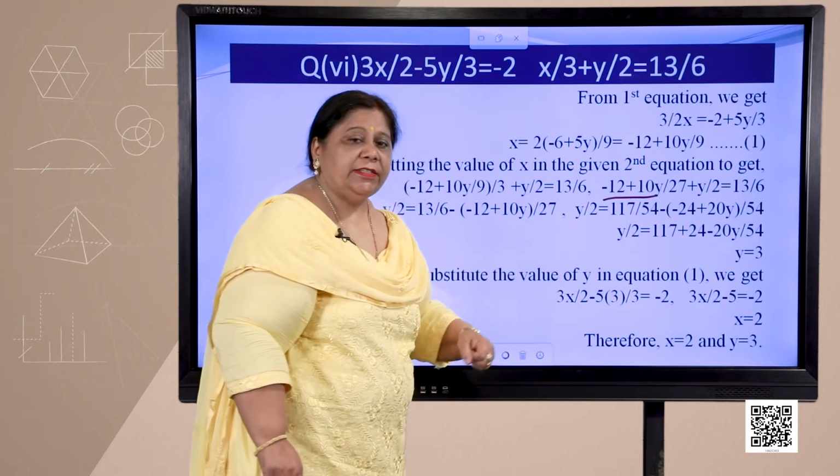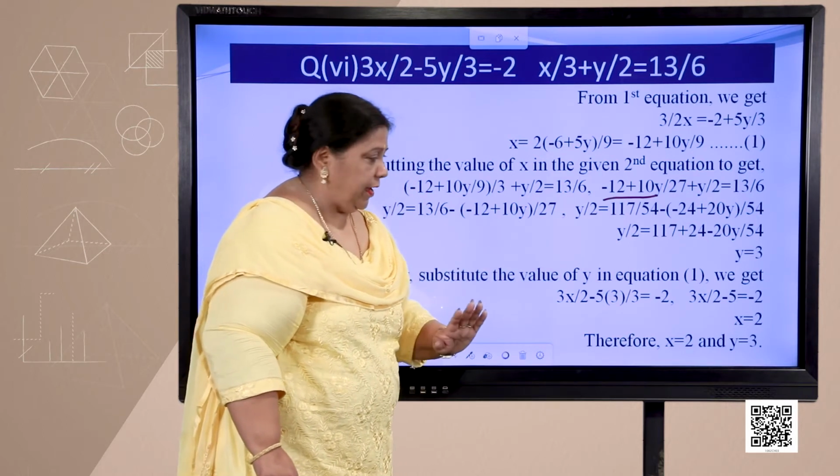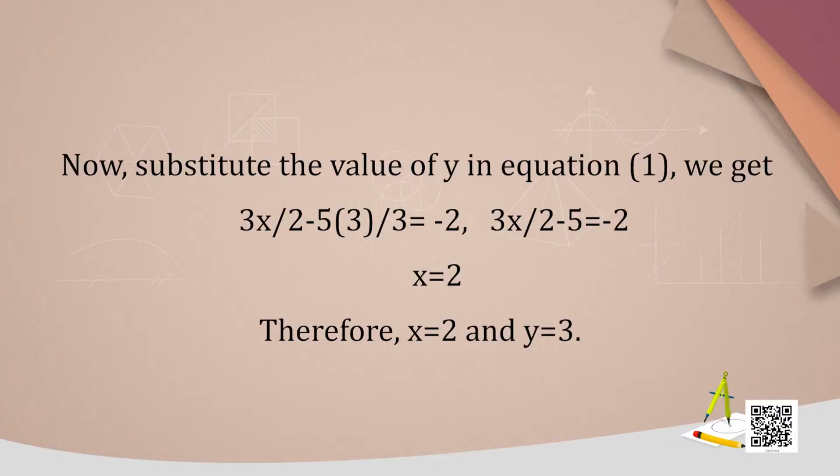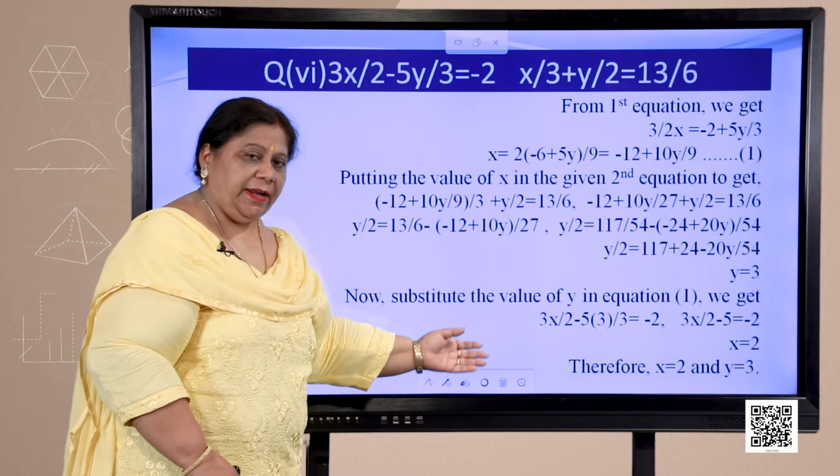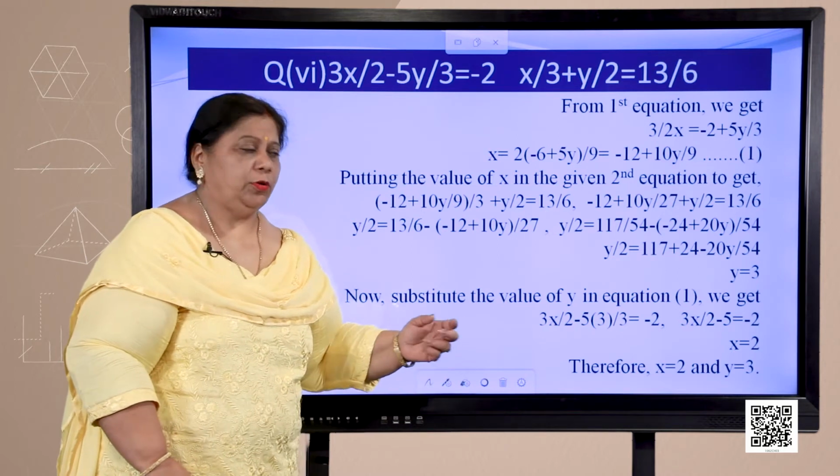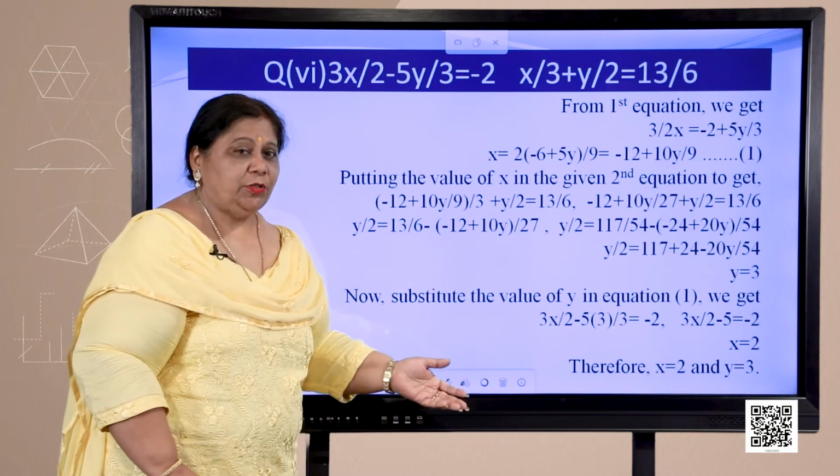That is y is equal to 3 after solving. Now substitute the value of y in the first equation. What do I get? 3x/2 − 5 into 3/3 is equal to −2. That gives us 3x/2 − 5 is equal to −2, that is x is equal to 2. Therefore, we get x is equal to 2 and y is equal to 3. Now let us look into the next question.